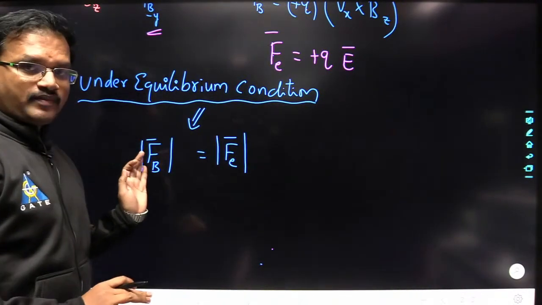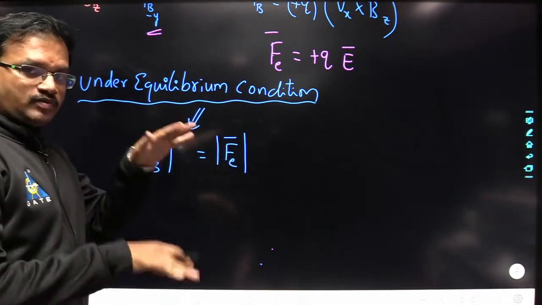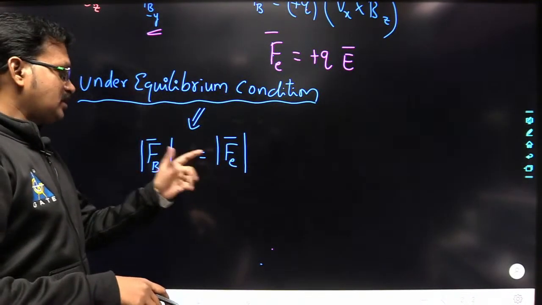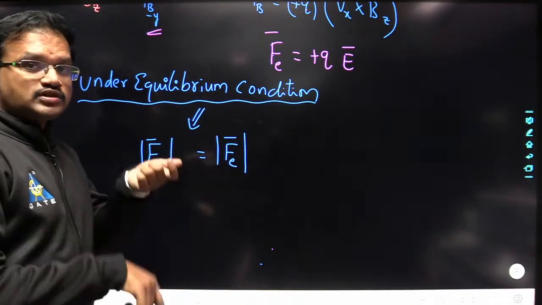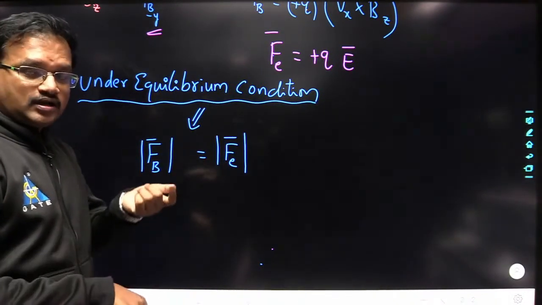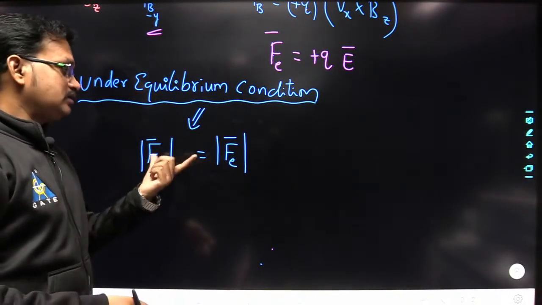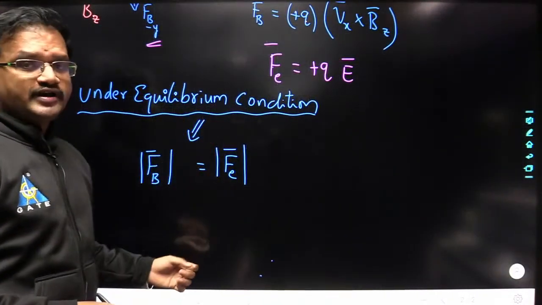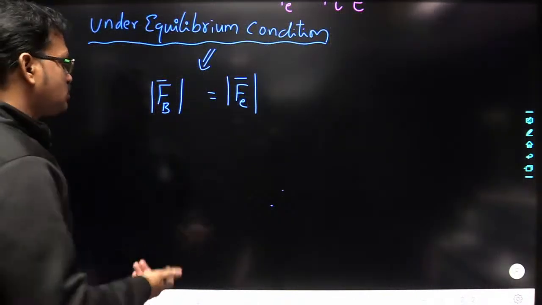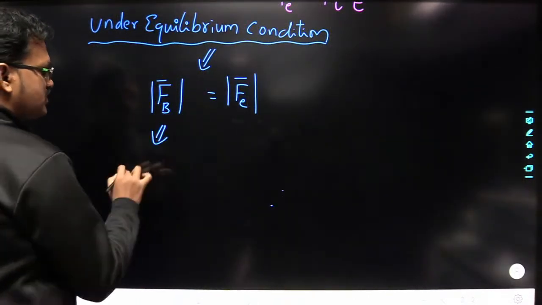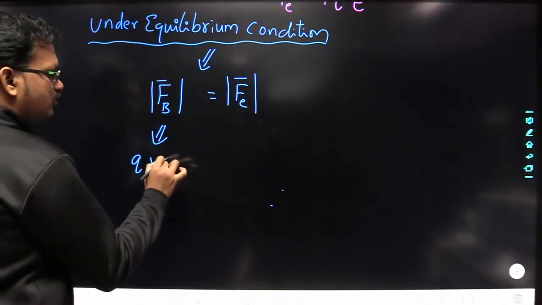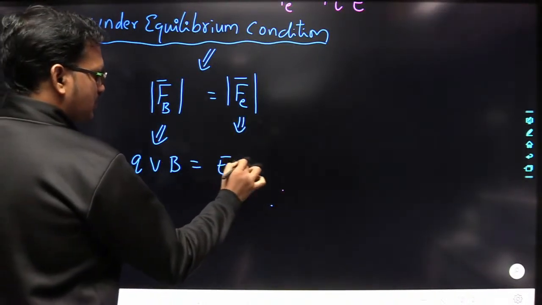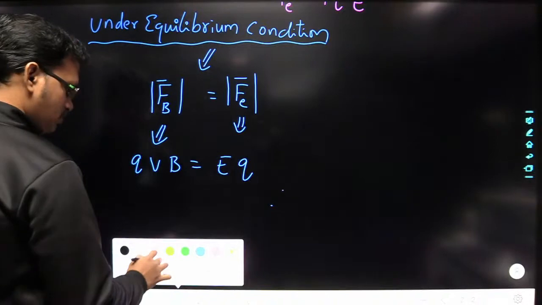First you have only the magnetic force, so accumulation takes place, and because of this there develops an electrical force exactly opposite to the magnetic force. Since both are exactly opposite to one another, at one stage the two forces will become equal. That condition we call the equilibrium condition. So now here the magnetic force is nothing but plus Q into V into B, and the electric force is nothing but E into Q. Yes or no?